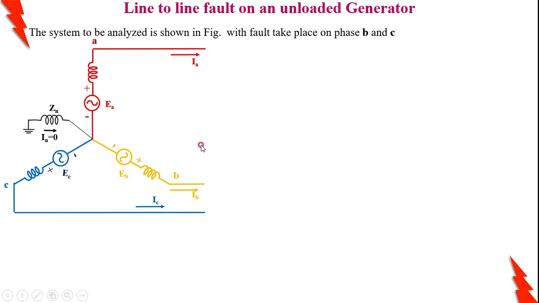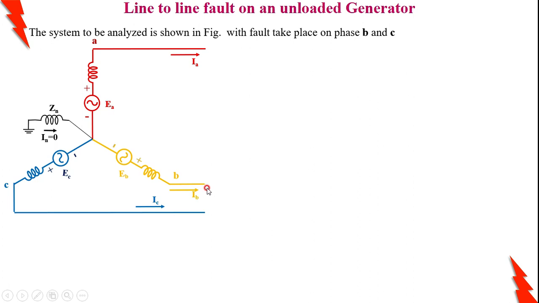In that case, IA is equal to 0, IB is equal to 0 and IC is equal to 0. At the same time, the generated voltages are EA, EB and EC in all the three phases. They are displaced 120 degrees, and the terminal voltages VA, VB, VC are also equal because it is operating under no load condition. Therefore, EA is equal to VA, EB is equal to VB, EC is equal to VC.